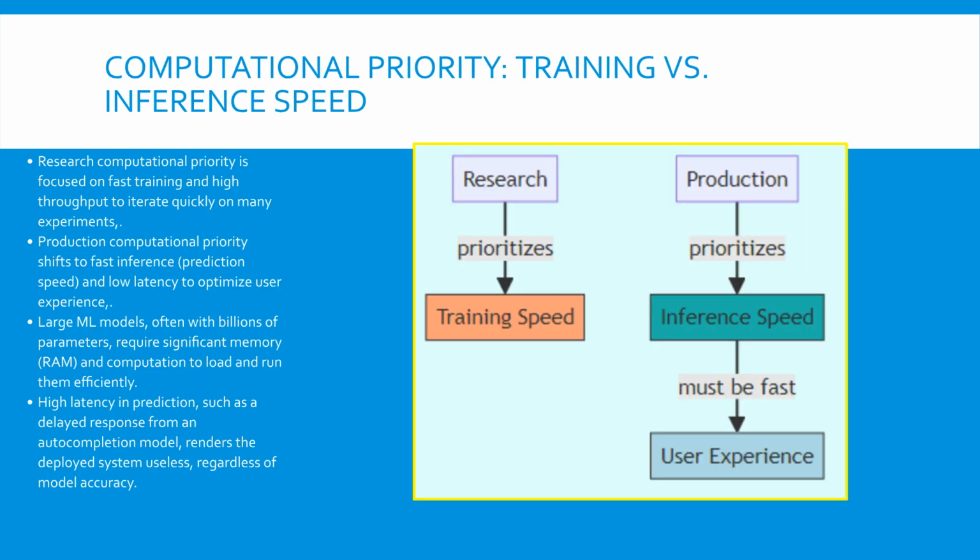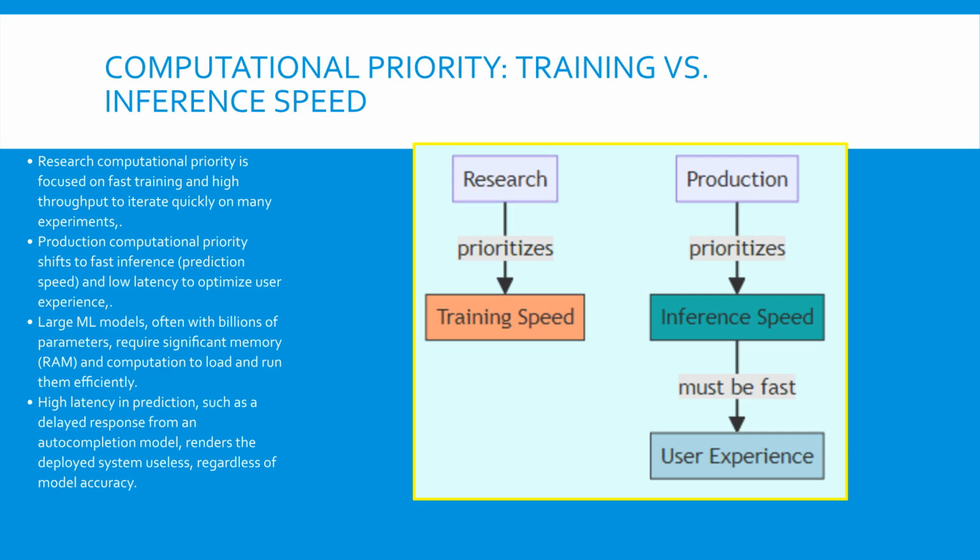The goals for computational power also diverge. In a research setting, practitioners are focused on fast training. They often run dozens or even hundreds of experiments, so they need their training process to be quick, so they can iterate rapidly on new ideas and architectures. They aim for high throughput in training.